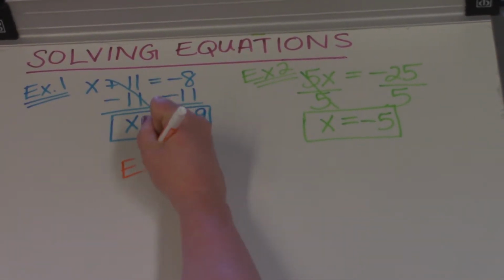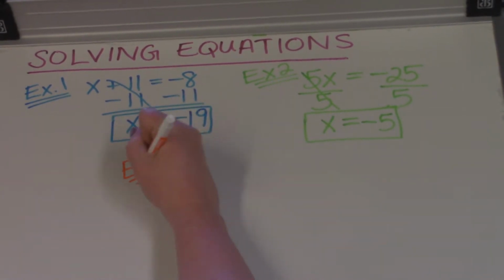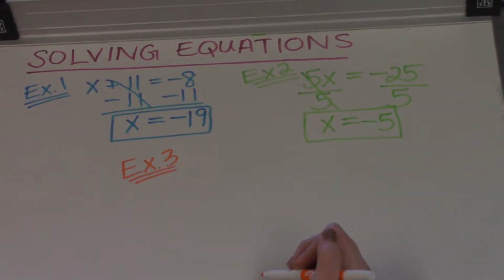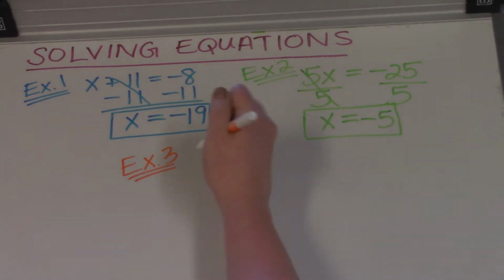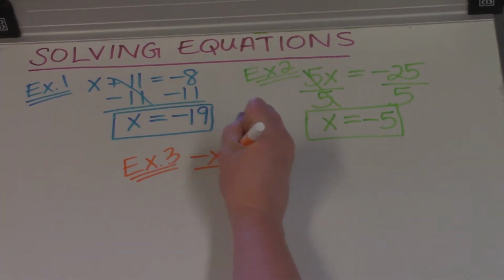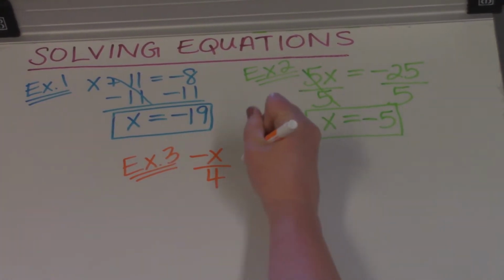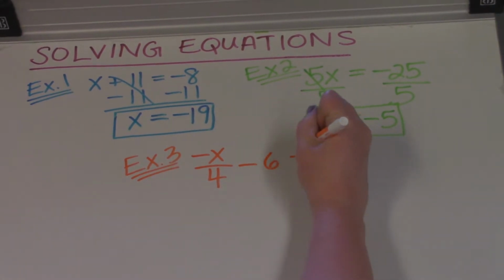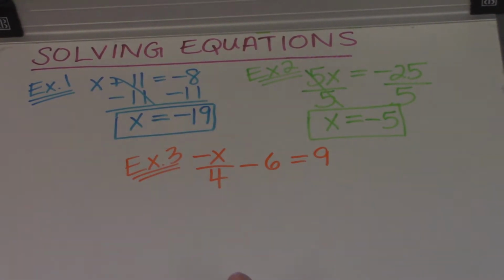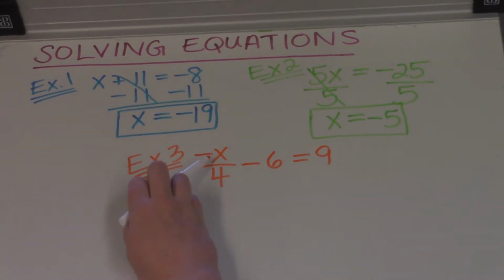For the last example, we're going to look at something a little bit harder that's going to involve 2 steps, which is negative x divided by 4 minus 6 equals 9. Again, we want to get x alone.